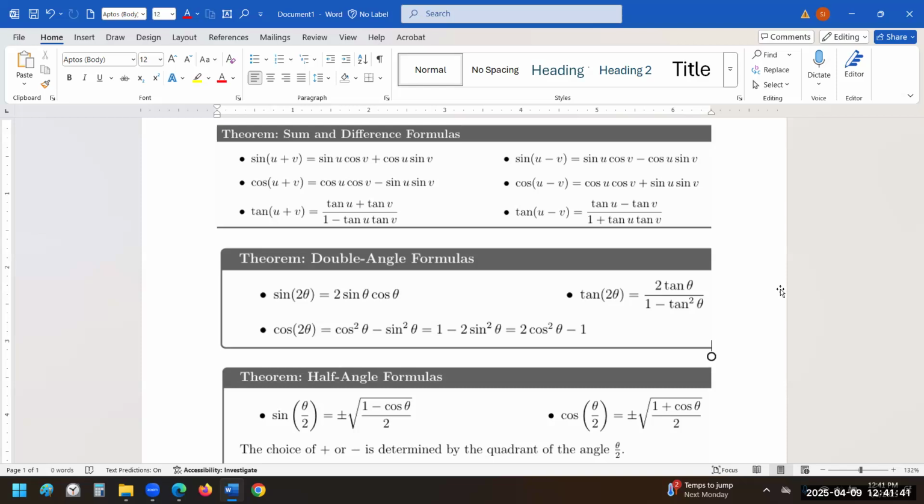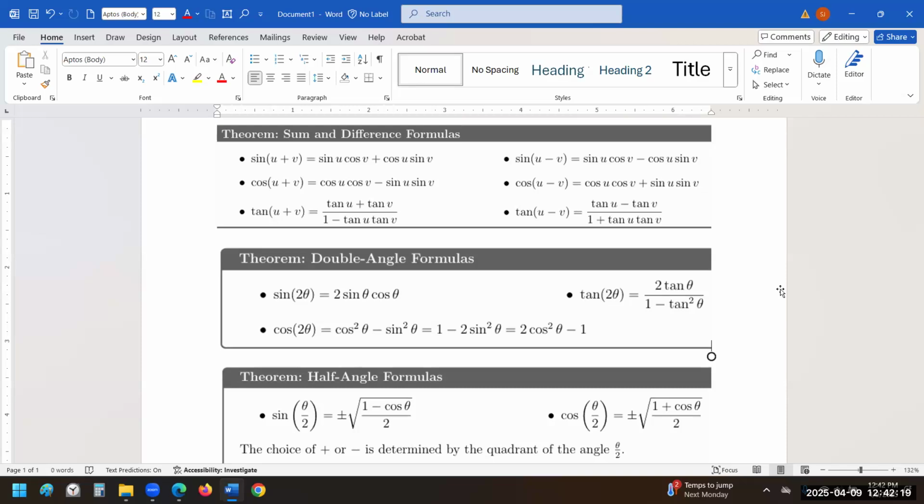For half angle, we are given an angle, but we want to know the trig value for half of the angle we have. So if we take the half angle of the sine, it gives 1 minus cosine of the full angle, over 2. So think about the 1 minus cosine of the full angle over 2, and then take the square root. And you put a plus or minus sign because, depending on which quadrant you are in, we have either a positive or a negative result.